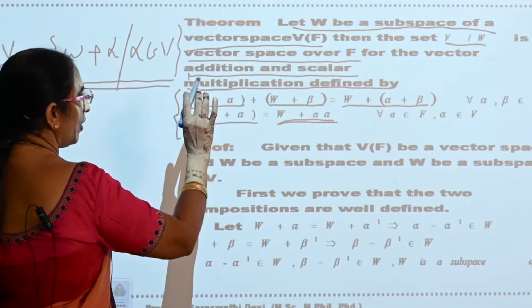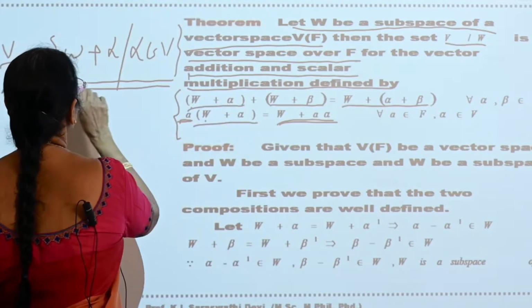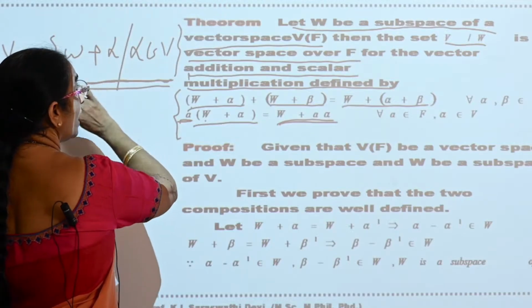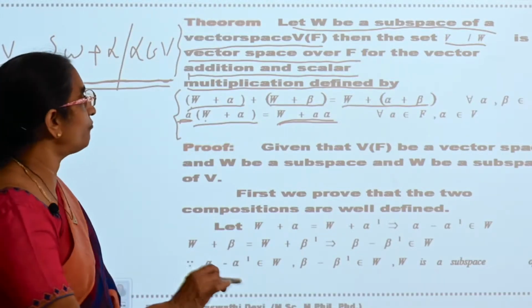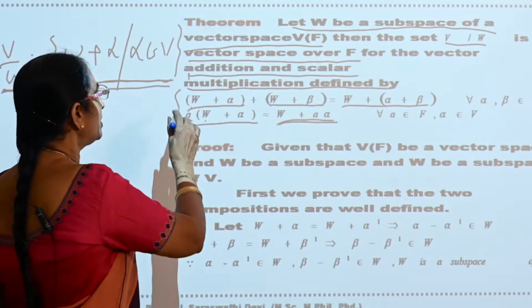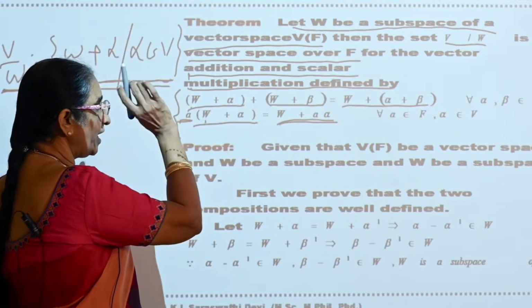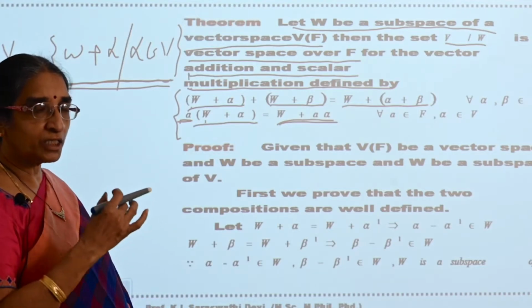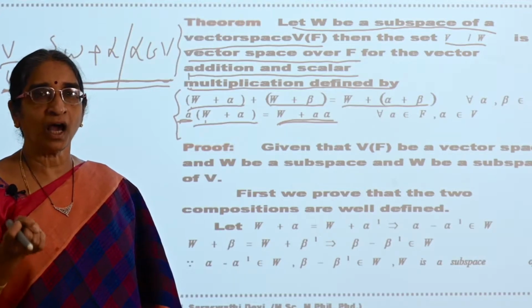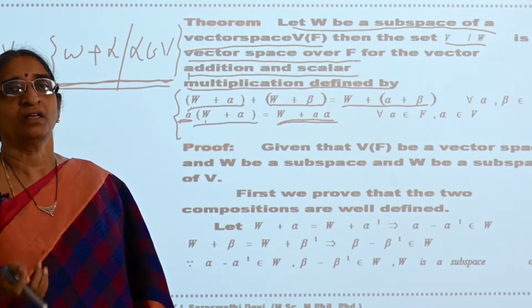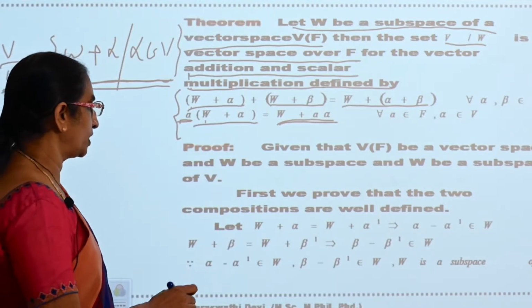Now we want to show that this set of vectors, the cosets, will form a vector space with respect to these two defined operators. Now these two operators are well defined. That thing we have to confirm ourselves. See how we are going to do it.